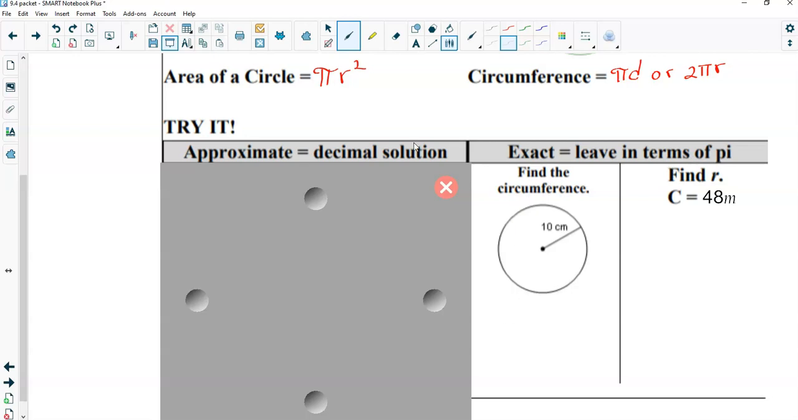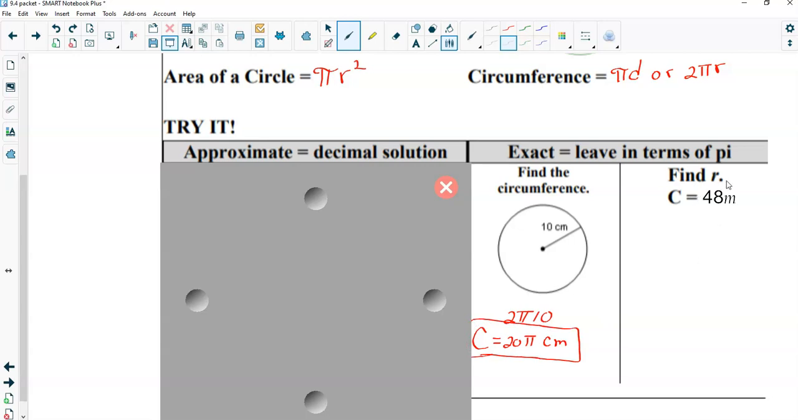Find the circumference. So the circumference is pi d, or 2 pi times the radius. So the radius is 10 centimeters, so that means it is 2 pi times 10, or 2 times 10 is 20 pi. Okay, so that would be my circumference, and that is exactly 20 pi centimeters. That would be my circumference right there.